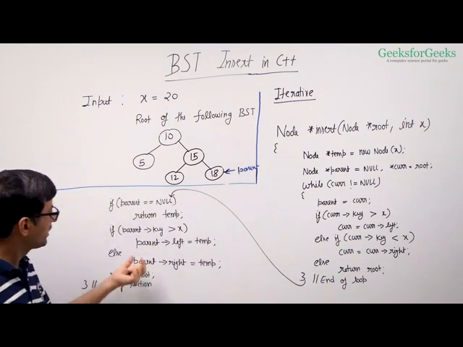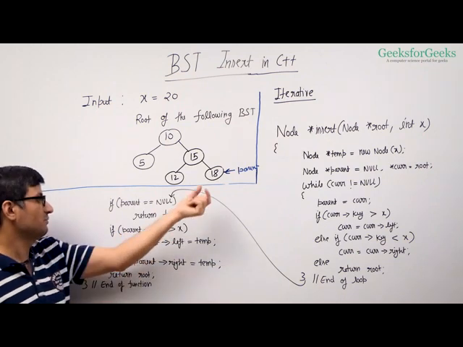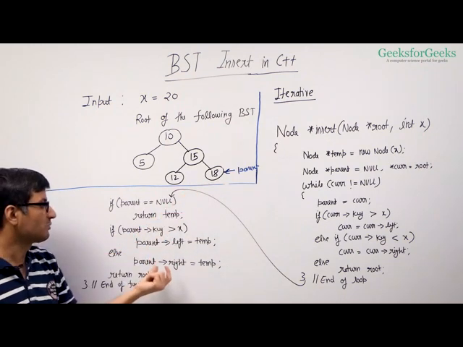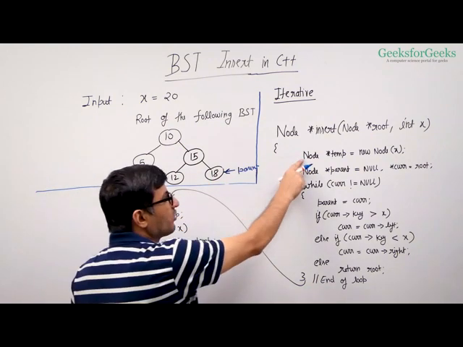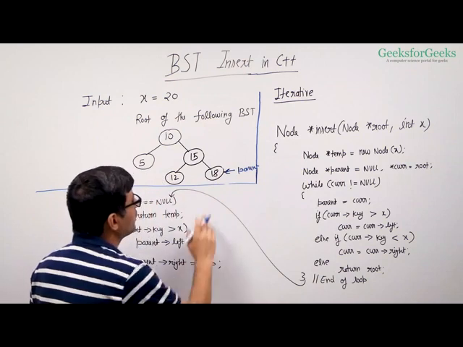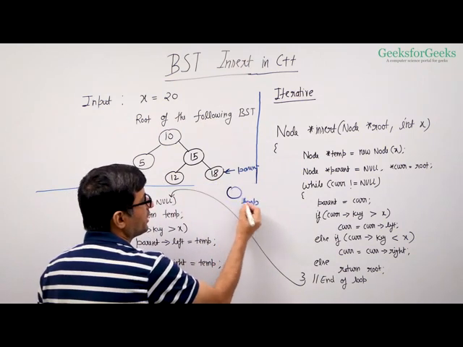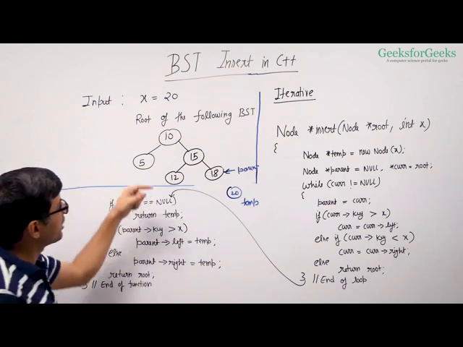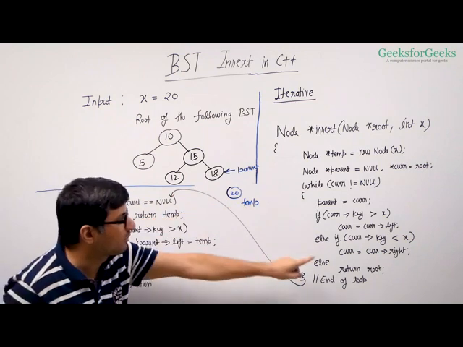And now what are we doing? We are simply checking if parent arrow key is greater than x, then make it a left child. If it is smaller, make it a right child. So you already have a newly allocated node here in the beginning of this code, which is your temp node, right? You have this node with the value 20. You only wanted to make a connection between 18 and 20. And for this, we have done all this work.